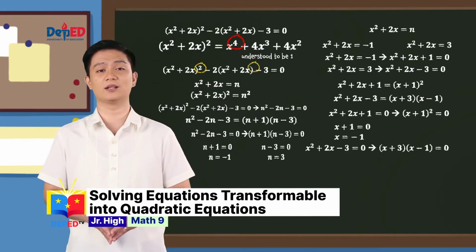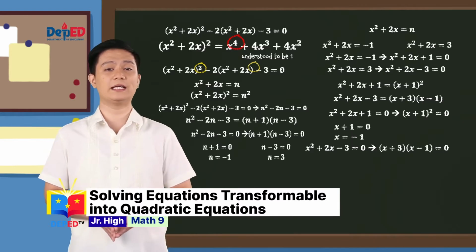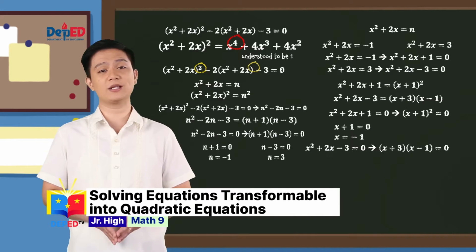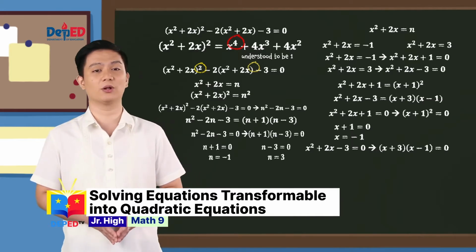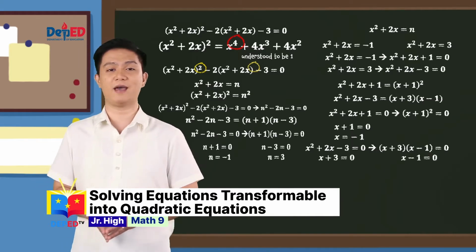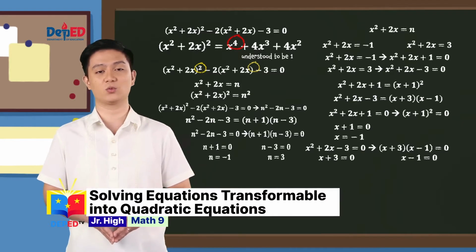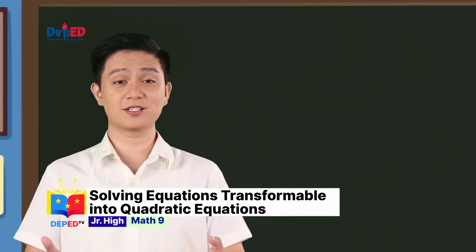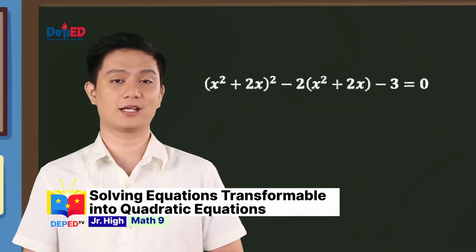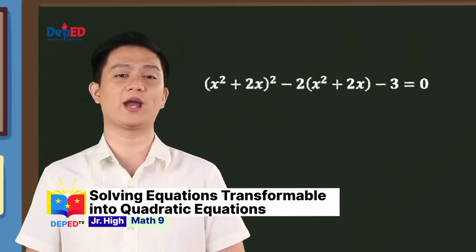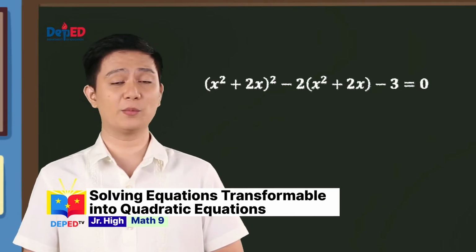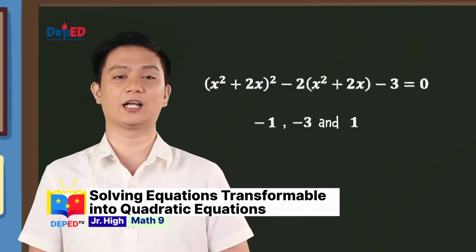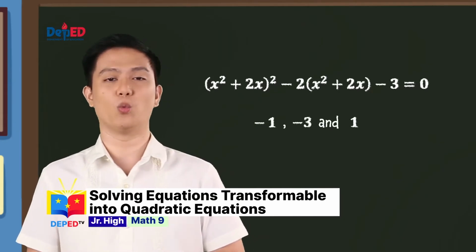The equation x squared plus 2x minus 3 equals 0 can be rewritten as the product of x plus 3 and x minus 1 set equal to 0. Equating each factor to 0 and solving for x, we must get that x is negative 3 and x is 1. Thus, the roots of the equation x squared plus 2x quantity squared minus 2 times the binomial x squared plus 2x minus 3 equals 0 are negative 1, negative 3, and 1.